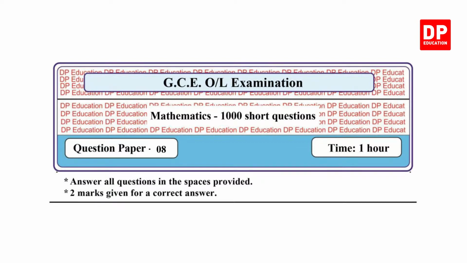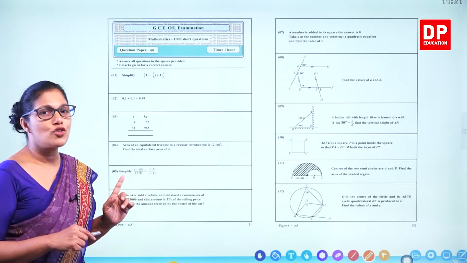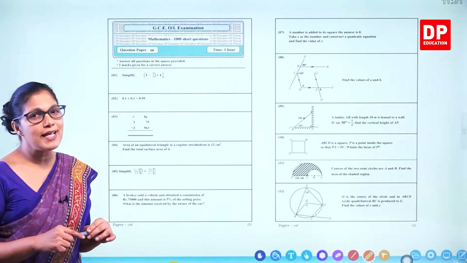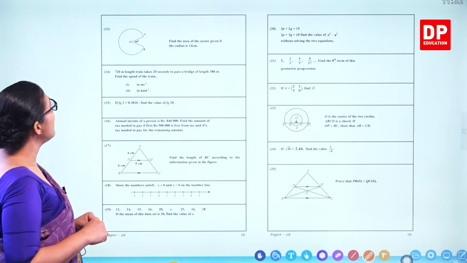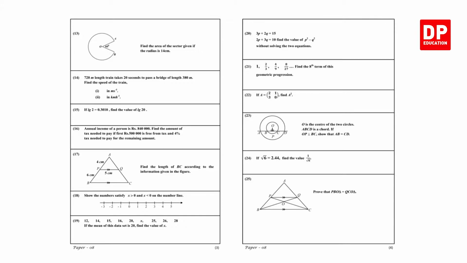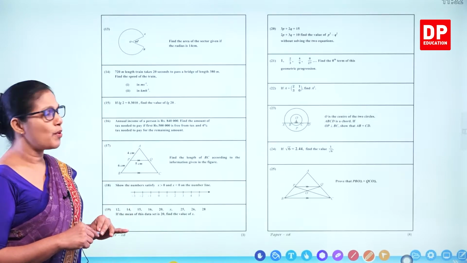So we covered 7 papers now. This is also a 1 hour paper with 25 questions and each question worth 2 marks. So you can spend 2 minutes for each question and the remaining 10 minutes you can check your answers. In the first page you get 1 to 6, second page 7 to 12, third page 13 to 19 and the last page, fourth page, 20 to 25. So try all 25 questions.